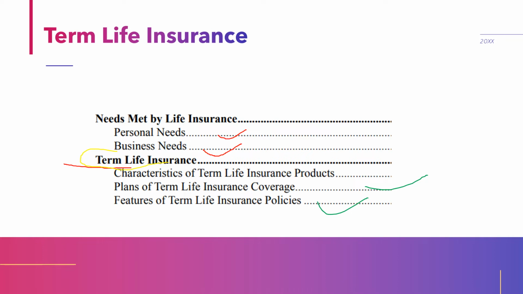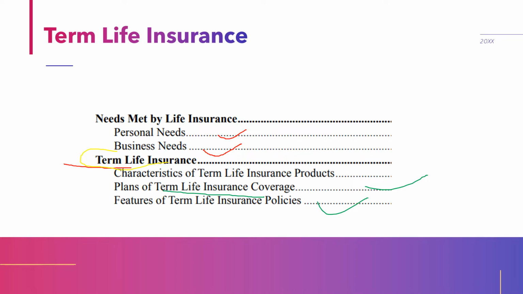So these are the three characteristics of term life insurance policies. If we talk about the plans of term life insurance coverage, there are three types of term life insurance plan. One is level term, the second is decreasing term, and the last one is increasing term. Level term is one in which the initial premium and the annual premium will remain the same, and the death benefit will remain the same throughout the policy. If you have taken a coverage of, let's suppose, $1,000, that death benefit will remain the same throughout your policy coverage.